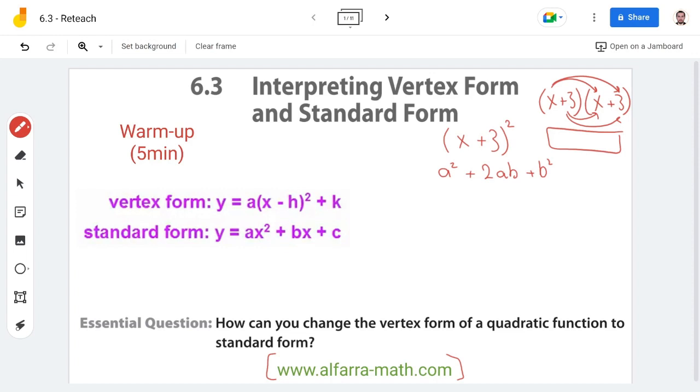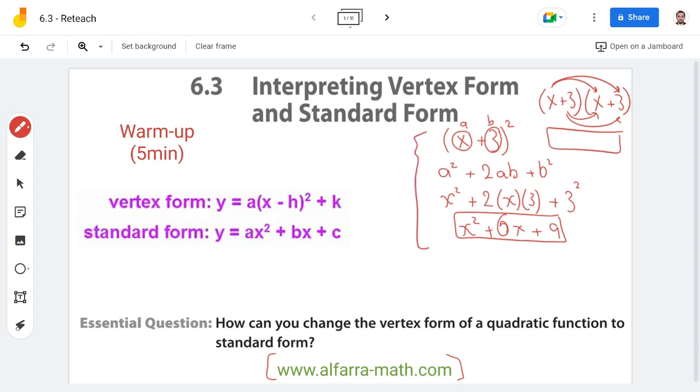Now if I need to simplify this, x is a and 3 is b. So it will be x squared plus 2 times x times 3, plus 3 squared. Simplifying, x squared plus 6x plus 9, because 2 times 3 is 6. So this is a perfect square. We are going to use this in this lesson because I think it is faster than the distributive property, but you can use either way.